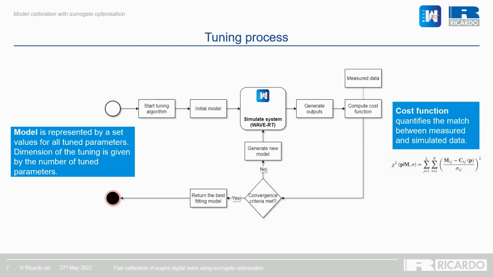Based on this, the algorithm proposes a model. The model is basically a set of values of tuned parameters. Then this model is evaluated for selected operating points. Evaluation in this context means running WaveRT simulation at each operating point with the selected set of parameters. Selected outputs from these simulations are compared to reference data, and then the match is measured by the cost function. WaveRT and R-Desk Tuner use a chi-square cost function based on inverse problem theory.